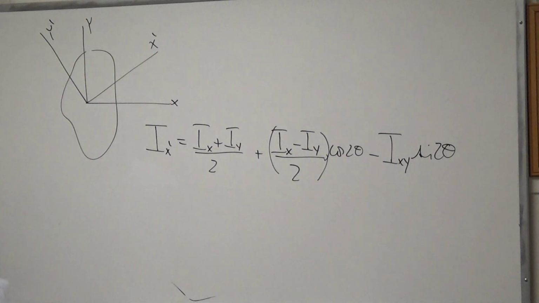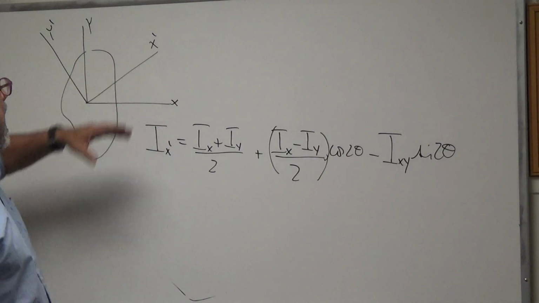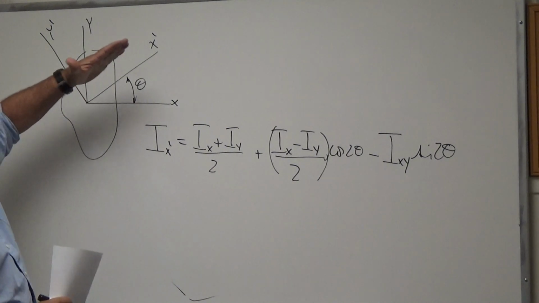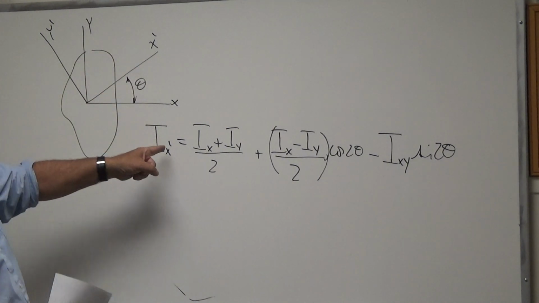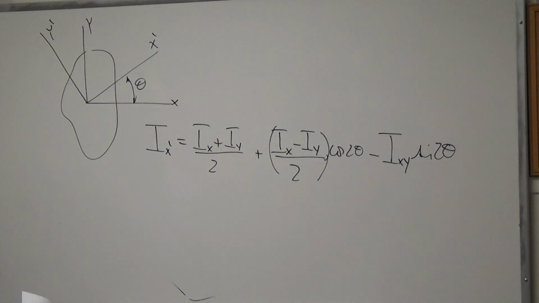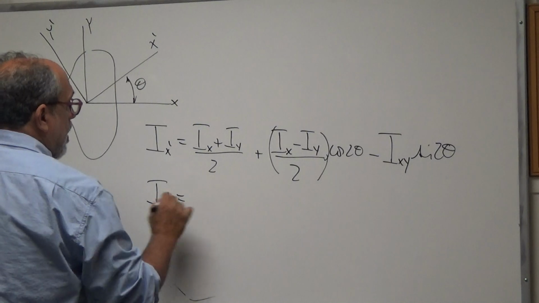Okay? So that's it. So really, you already have everything. Once you know that the angle that you want to rotate the axis is theta, then the moment of inertia about this new axis is easily calculated because you already have all the numbers that are needed. Now, the next question is, what is Iy prime? Because you also need that one.